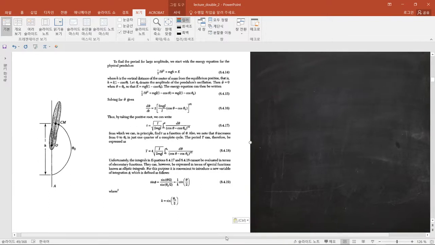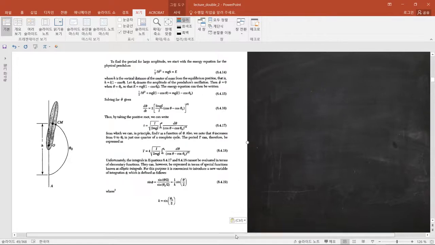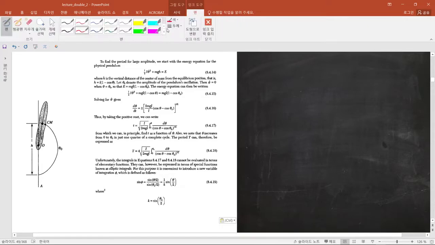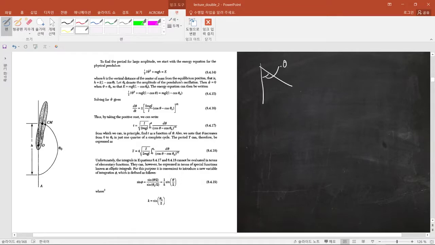Now, here you are considering a large oscillation. Okay, so the theta is no longer a very small oscillation, but it's large. So this theta, for example, the initial theta 0, can be very large here. It's no longer a small oscillation. So let's approach this problem, and in this case it is very convenient to use energy conservation.